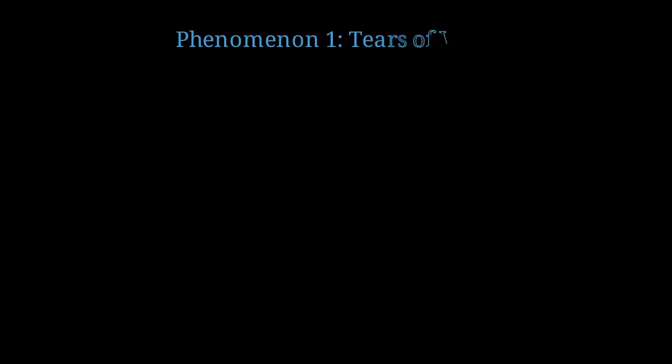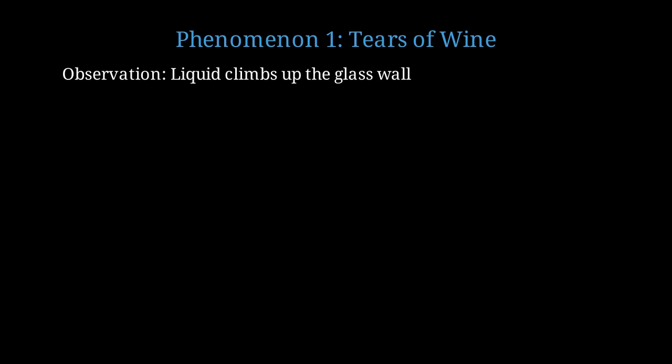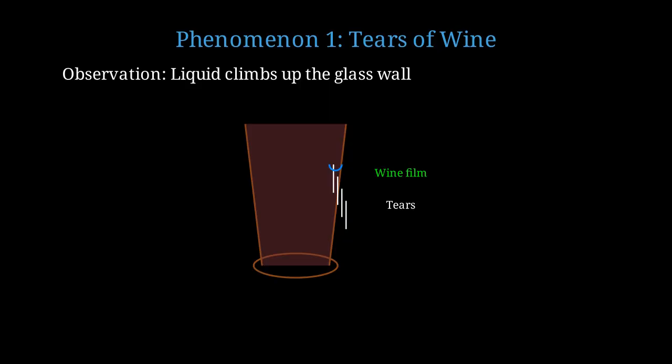Let's explore our first fascinating example of Marangoni flows: the tears of wine, also known as Gibbs-Marangoni tears or wine legs. When you swirl wine in a glass, you'll notice that a thin film climbs up the inside wall of the glass. Then, droplets form and run back down like tears. Here's a wine glass with the characteristic tears forming on the inside wall. But what drives this upward flow against gravity?